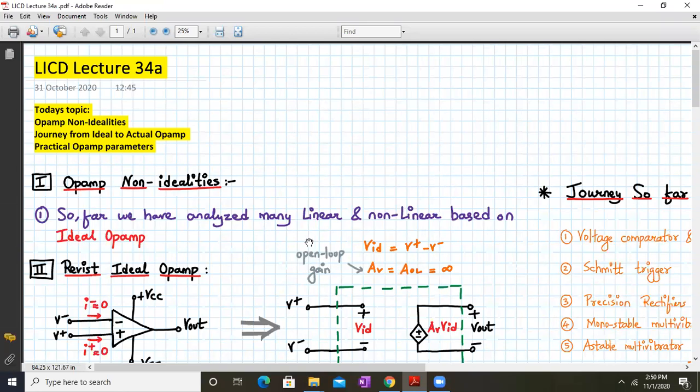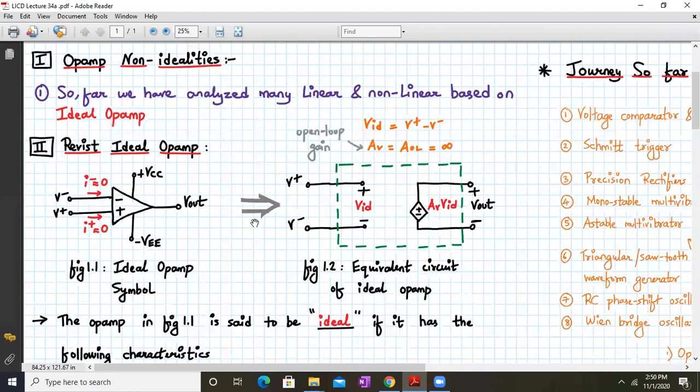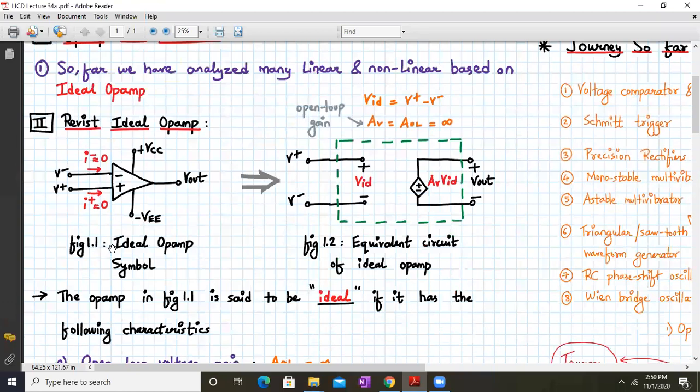So let us start. So far in this subject LICD, we have analyzed many linear and non-linear applications based on ideal Opamp. So let's revisit ideal Opamp. This is my ideal Opamp symbol where we have no current drawn at the input terminals. And if we see the equivalent circuit of ideal op-amp, at the input side we have the two input terminals, that is V plus and V minus, that is non-inverting and inverting terminal.